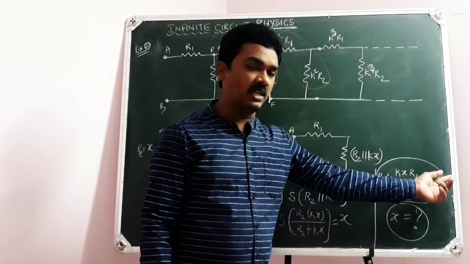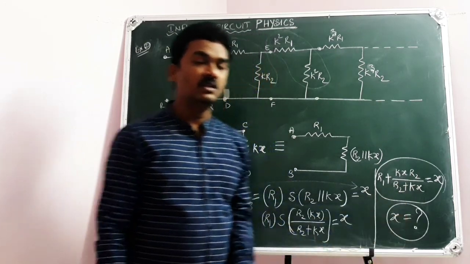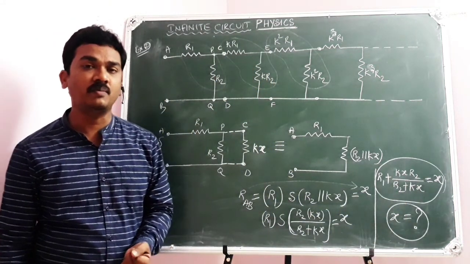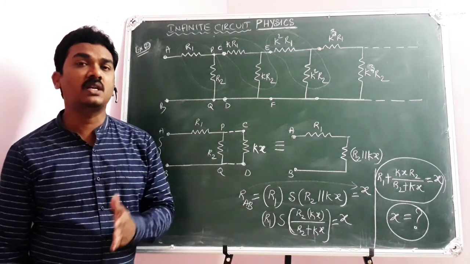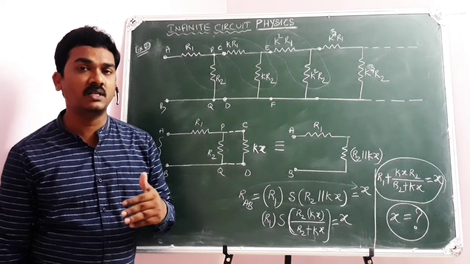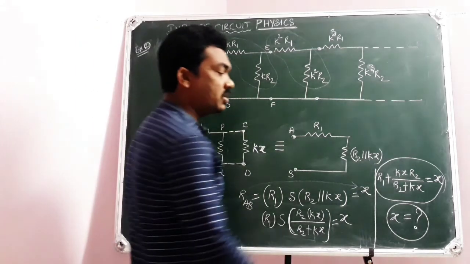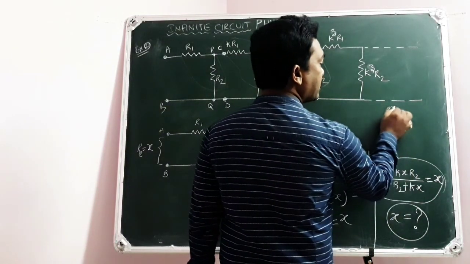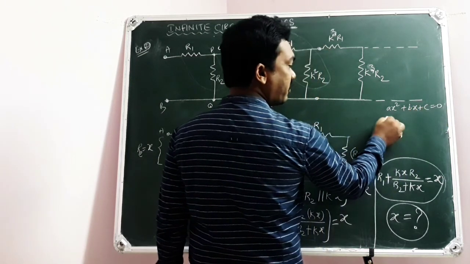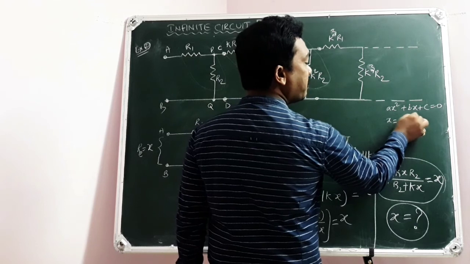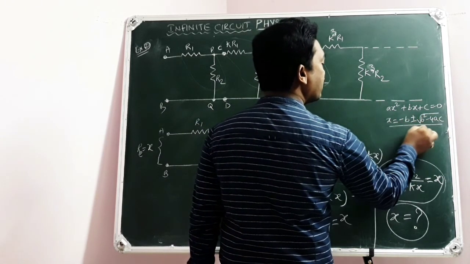Take the second term to the right side, then take the LCM, then you will come across a quadratic equation in terms of x. When you have a quadratic equation, ax square plus bx plus c equal to 0, then x equals minus b plus or minus root of b square minus 4ac by 2a. If ax square plus bx plus c equal to 0 is the quadratic equation in terms of x, then x equals minus b plus or minus root of b square minus 4ac by 2a.